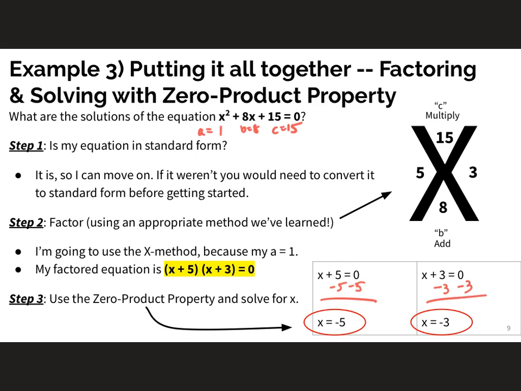I set that x plus 3 equals 0 because I had my other factor, x plus 3, and I knew that I could set it equal to 0 using my zero product property. So in the end, my 2 solutions should be x equals negative 5 and x equals negative 3.